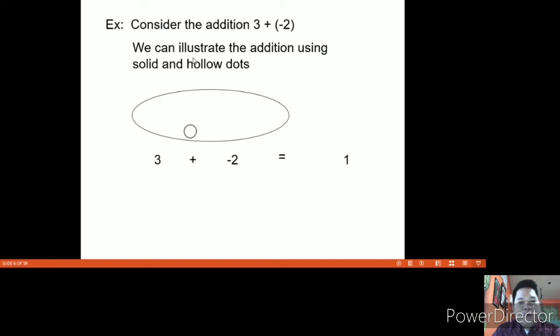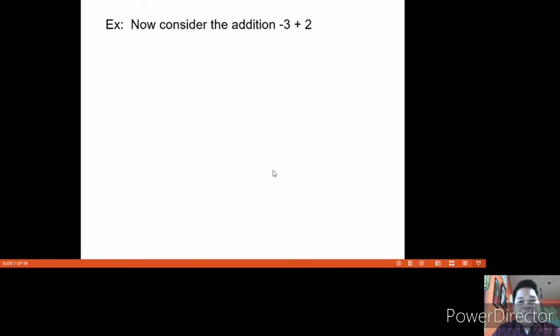So we can illustrate the addition using solid and hollow dots. So we have 3 hollow dots plus negative 2, which is the solid. So they are going to annul each other. So the remaining is a hollow dot, which is 1. So therefore 3 plus negative 2 is equal to 1.